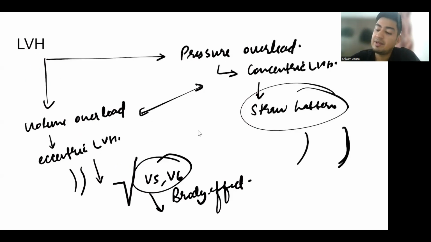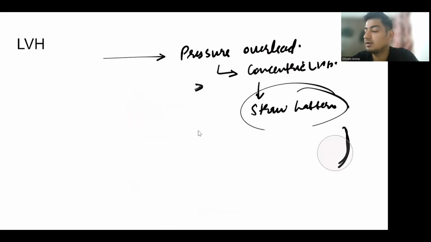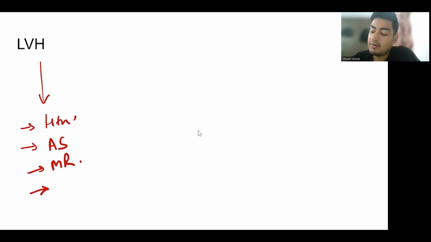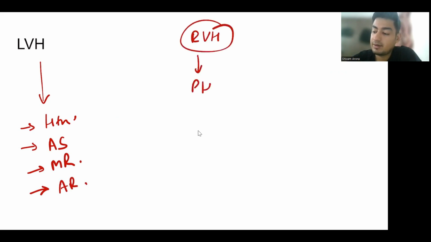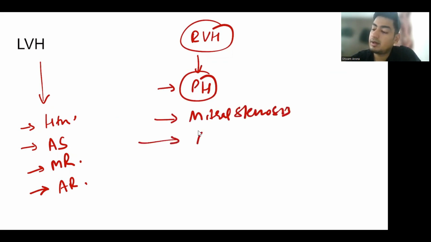Okay. Now, what are the causes of LVH and RVH? The most common cause of LVH is hypertension. Then LVH can be seen in aortic stenosis. Then LVH can also be seen in mitral regurgitation. LVH can also be seen in aortic regurgitation. The causes of RVH are pulmonary hypertension, mitral stenosis, ASD.